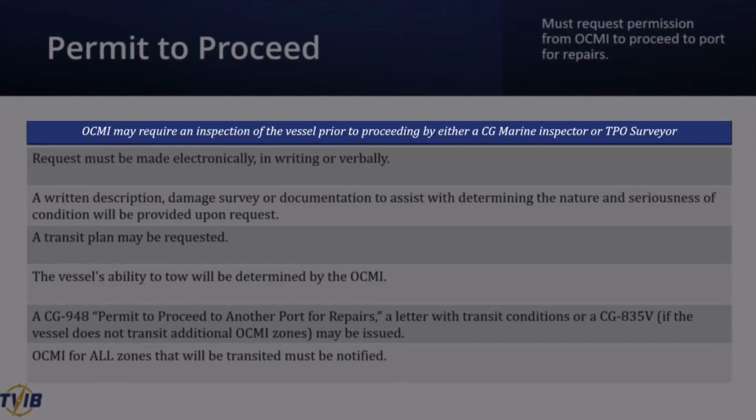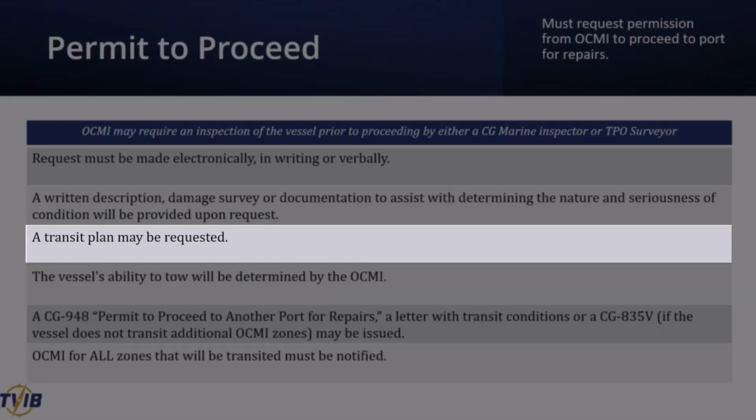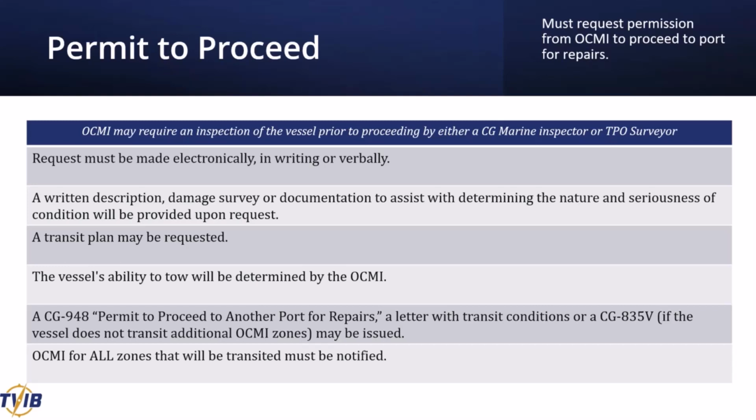Remember, at this point, the OCMI may require an inspection of the vessel prior to proceeding any further to establish the extent of the casualty or the noncompliance. They can also utilize a TPO surveyor to meet this. At this point, once they've made the determination and are aware of the conditions, a transit plan may be requested. The vessel's ability to tow will be determined by the OCMI. We do understand that towing sometimes is actually a safer option than light boat, and we want to make sure when we are conveying this information to the OCMI that that's our request and that's our intent.